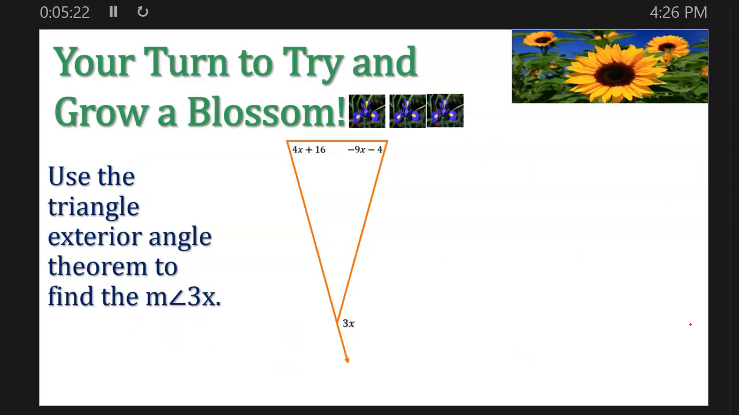Use the Triangle Exterior Angle Theorem to find the measure of angle 3x this time. Pause.